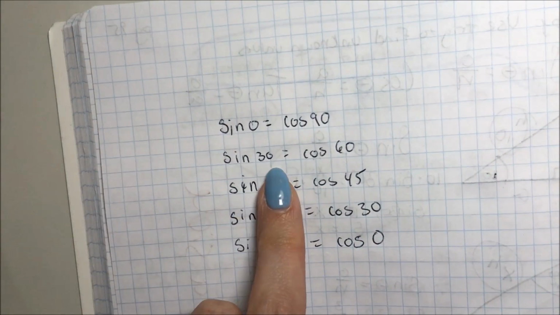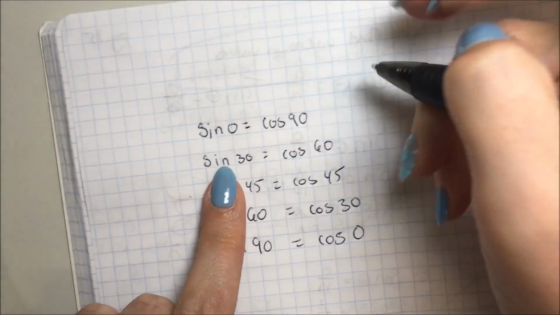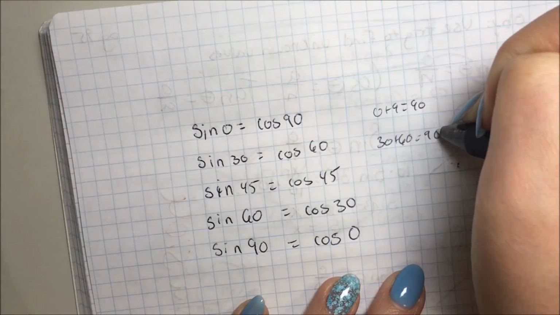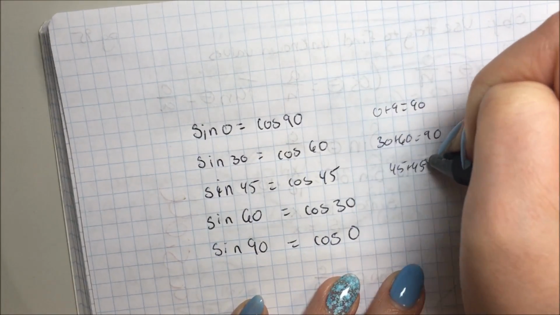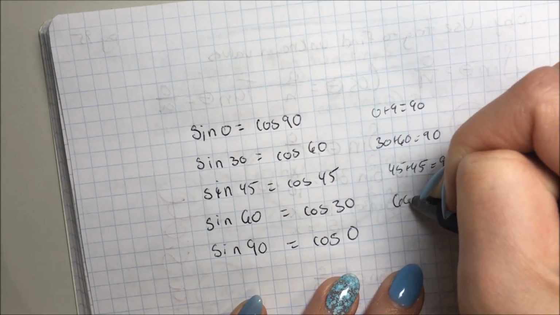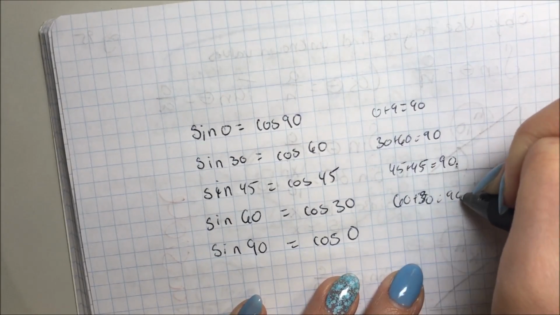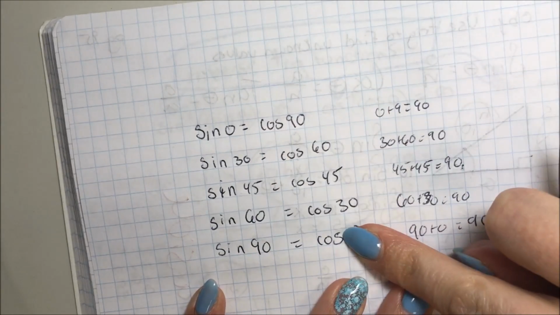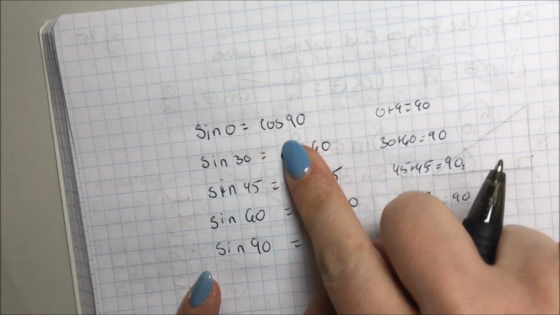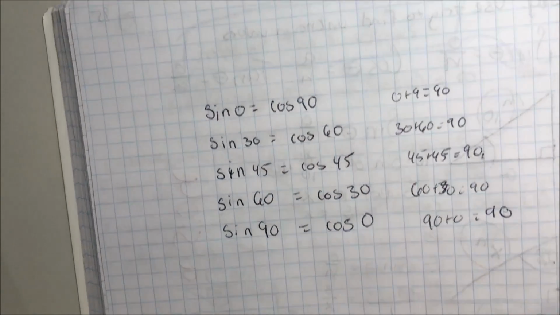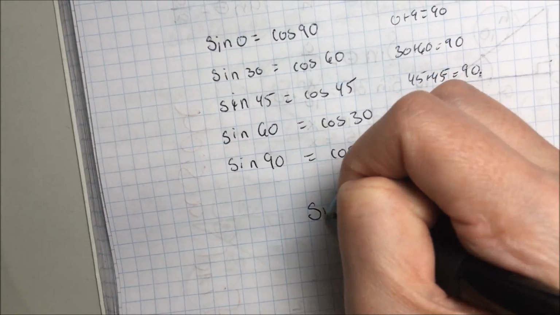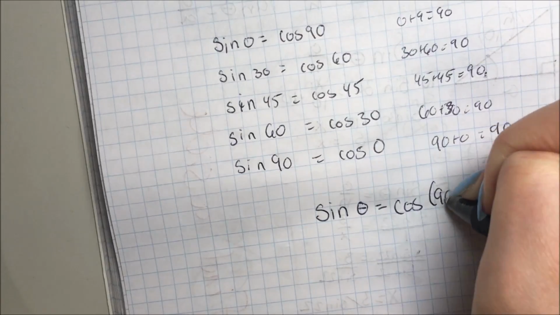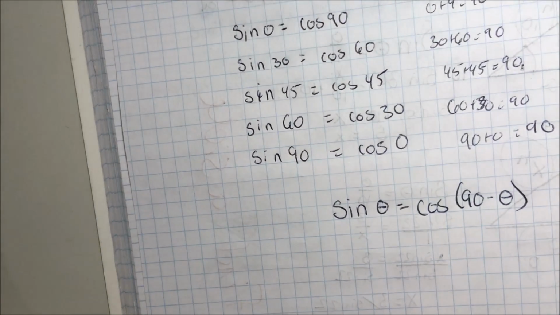So this pattern works all the time. And if we notice, if I add the angles together, 0 plus 90 equals 90. 30 plus 60 equals 90. 45 plus 45 equals 90. 60 plus 30 equals 90. 90 plus 0 equals 90. If I add all these angles together, the ones that are equal to each other for sine and cosine, I get 90 every time. So the pattern that I'm seeing here is that the sine of theta equals the cosine of 90 minus theta every time.